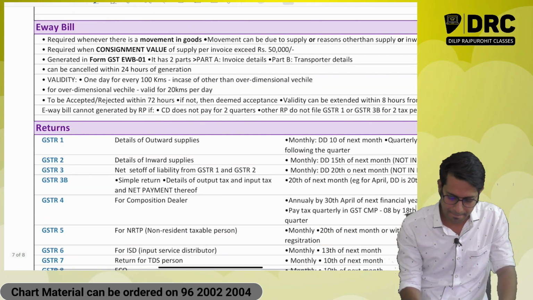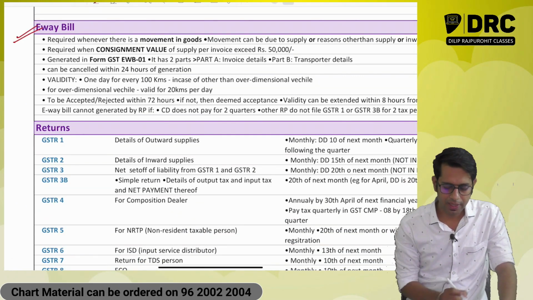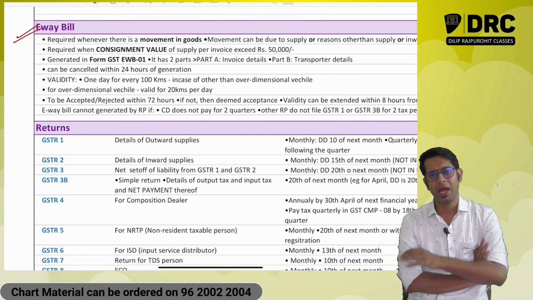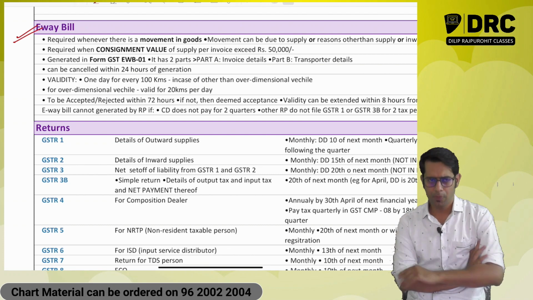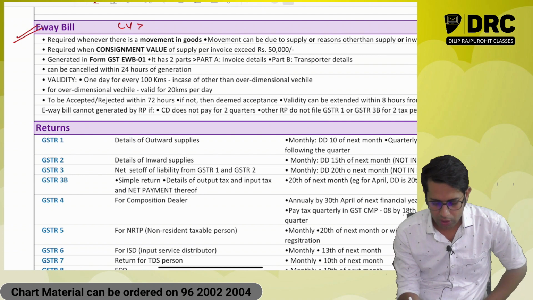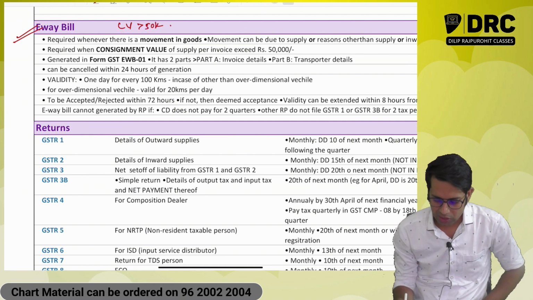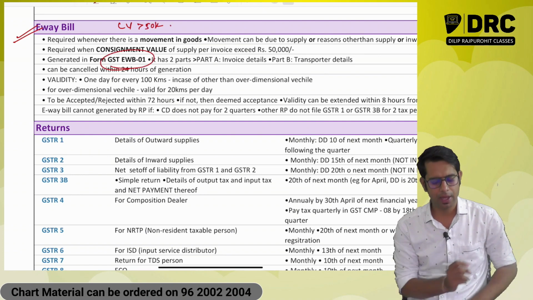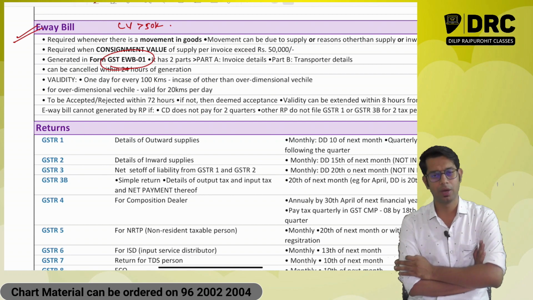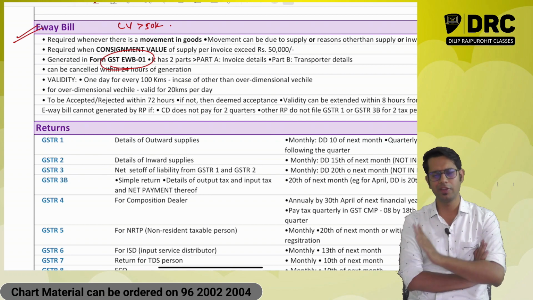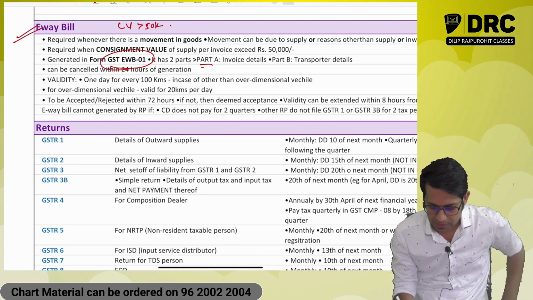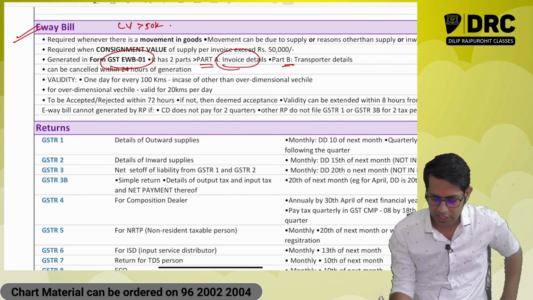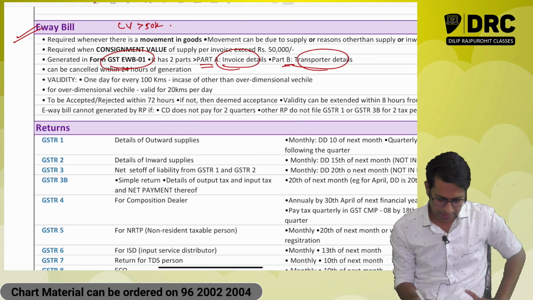Then e-way bill. Next is e-way bill provisions. E-way bill is a document which is required to be generated by you whenever you are causing a movement of goods whose consignment value is more than 50,000 rupees. The form used for generation of e-way bill is form GST EW01, which has two parts, part A and part B. Part A is invoice details, part B is transporter details.